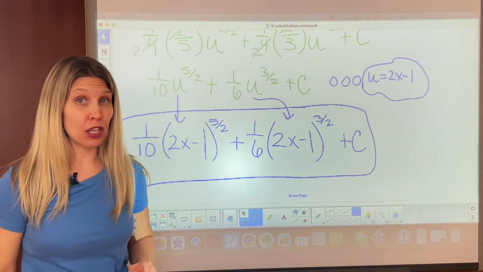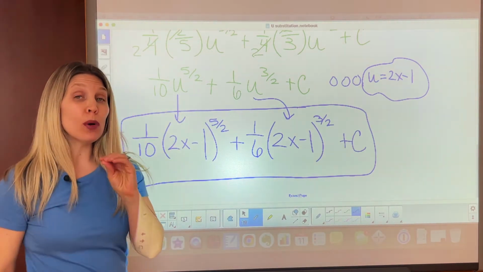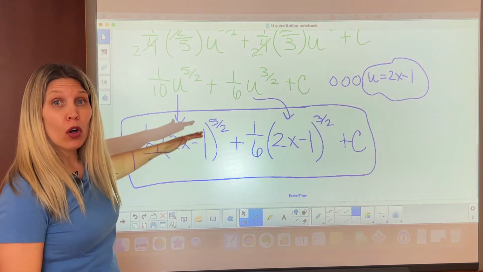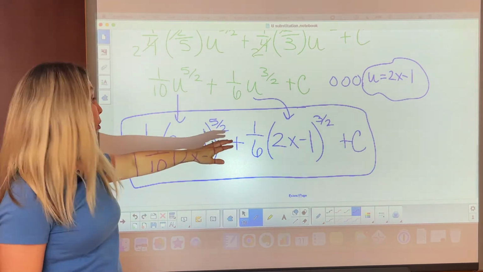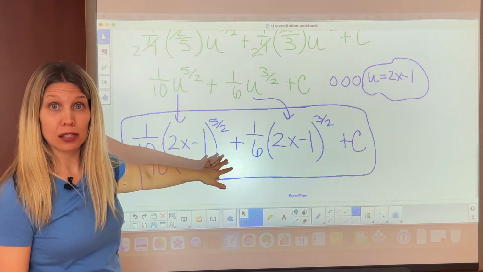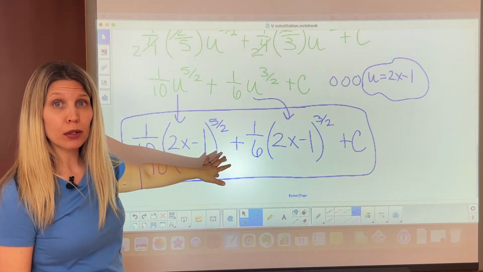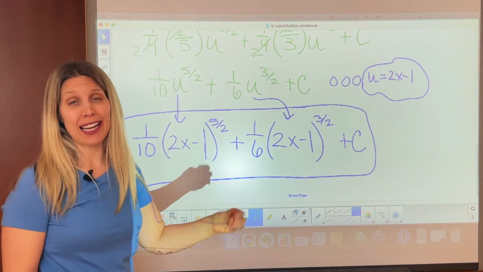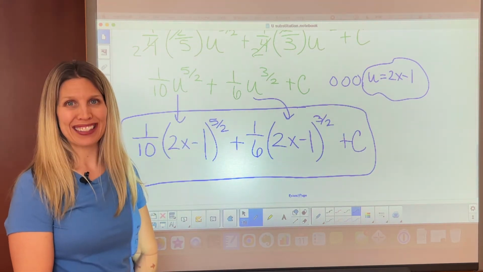Or the other thing you can do is, if you do have bounds and you don't want to rewrite them in terms of u, you would come all the way to this step, plug back in your x for your u, and then evaluate with the bounds given in x terms from the beginning of the problem.